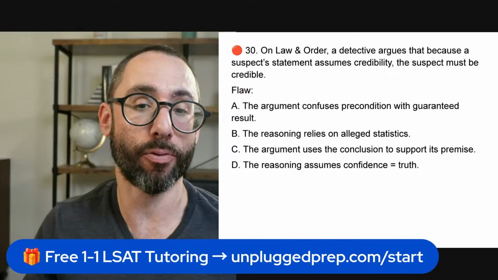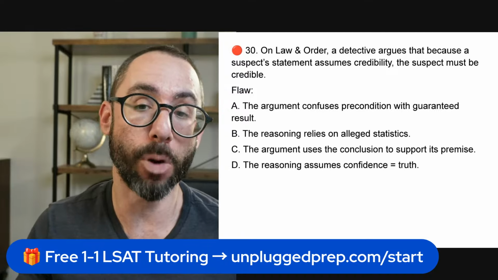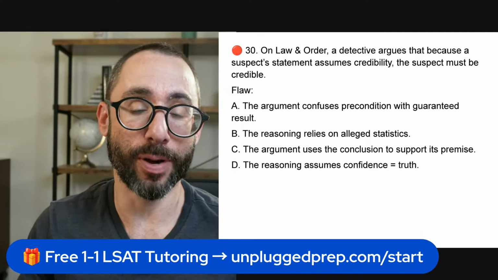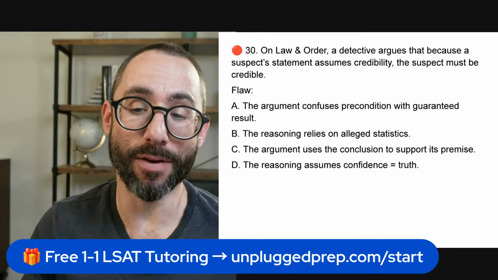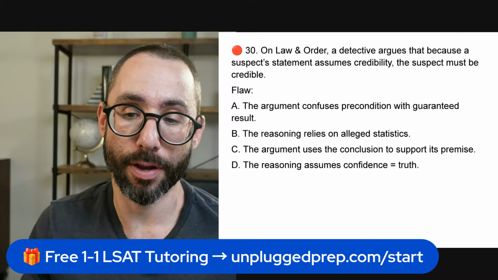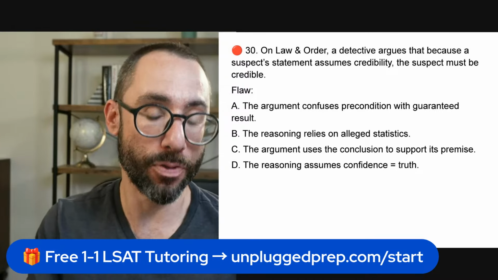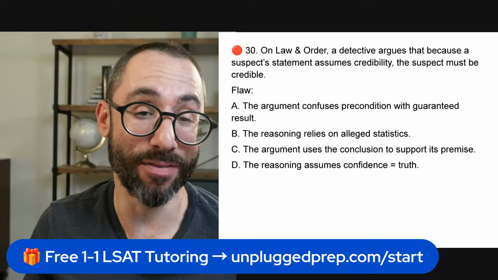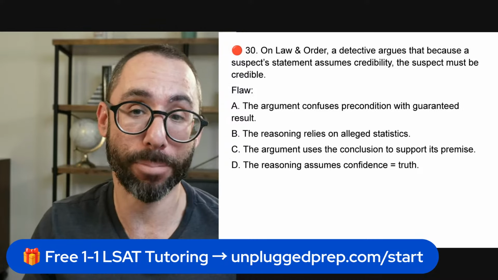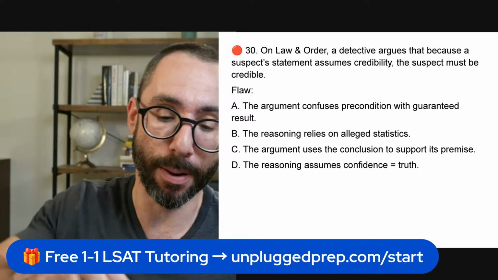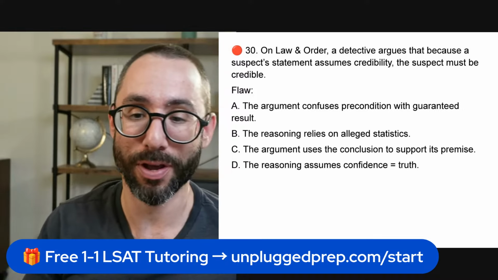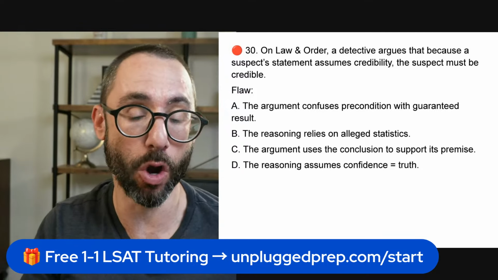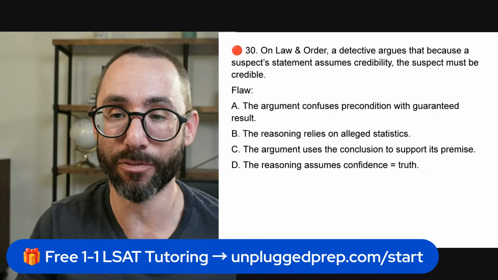If we could make a pre-phrase or prediction about what the flaw is here, the statement assumes credibility, therefore the suspect must be credible. The closest thing we have going on here is circular reasoning, confusing the evidence with the conclusion. Basically, there's no actual evidence being advanced here. The evidence and conclusion here are identical, pretty much the same, with no distinction between the two. Of course, you can't do that. You've got to have some actual evidence backing up your statement. So I'm going to go with choice C as in Charlie as being the best answer here.